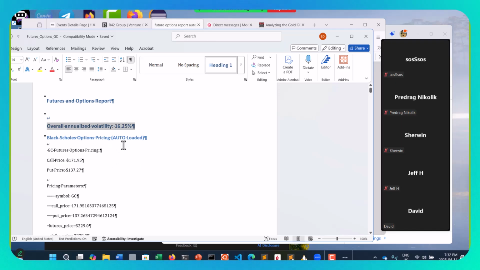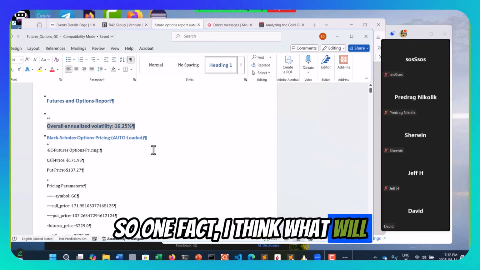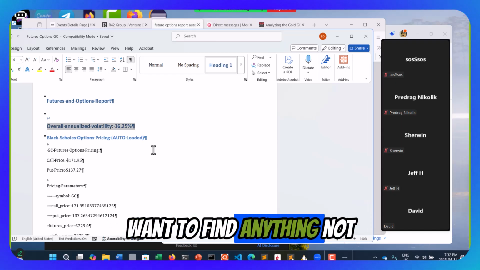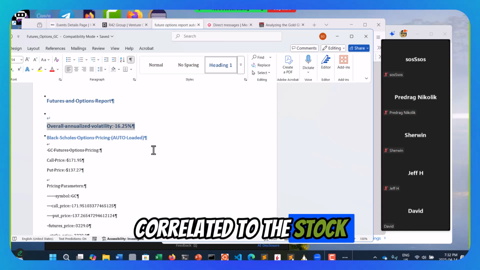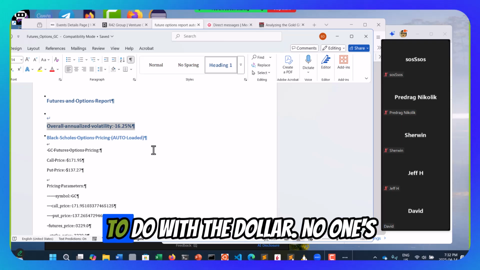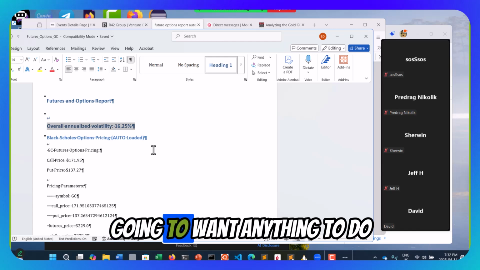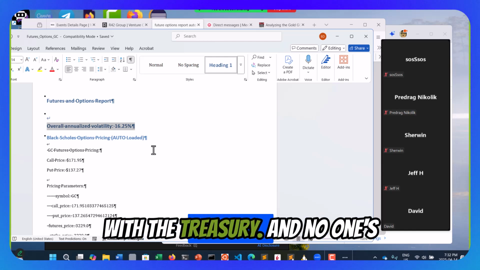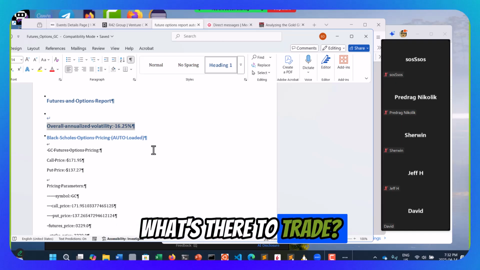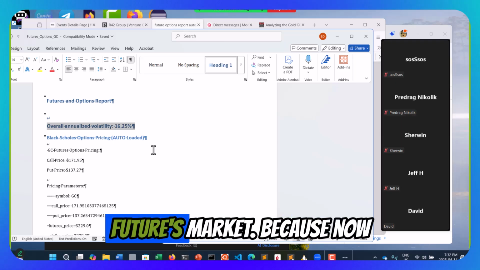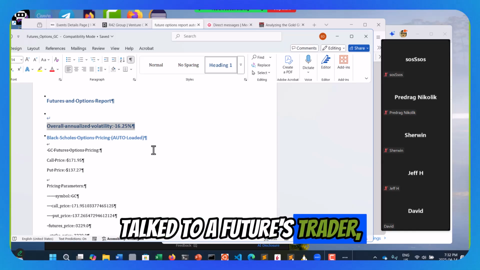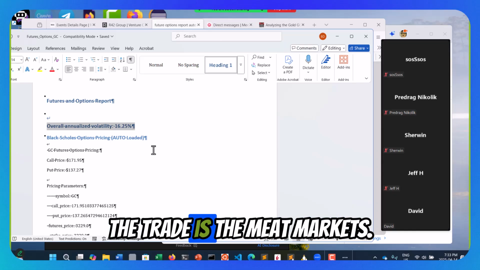I think the big trends will be that people are going to want to find anything not correlated to the stock market. No one's going to want anything to do with the dollar, the treasury, or crypto, moving forward. So then you go, gee, what's there to trade? That's the beauty of the futures market. I just talked to a futures trader, and they're up 7% because all they trade is the meat market.